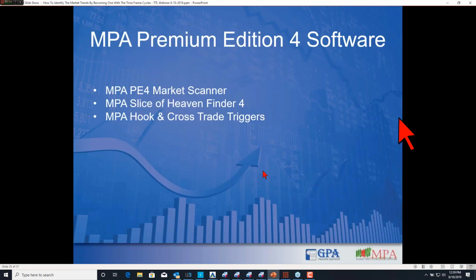What else do we have in there? The trade triggers, again, we saw those over and over. That's just where you're in live trades and it enters a short trade for a red trigger down or enters a long trade, green trigger up. The trade management system. This is the new hook and cross trade trigger trade management system. Is this system different than MPA 2, MPA 3? Yes, it is. All this has now been reprogrammed, so it's totally different, 100% different.